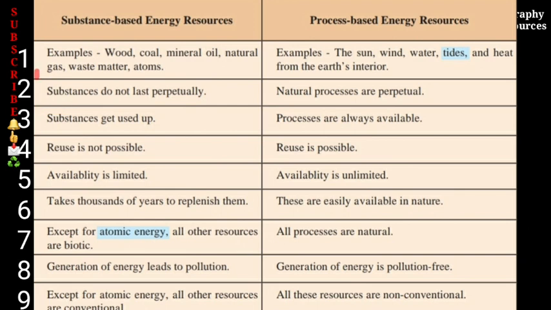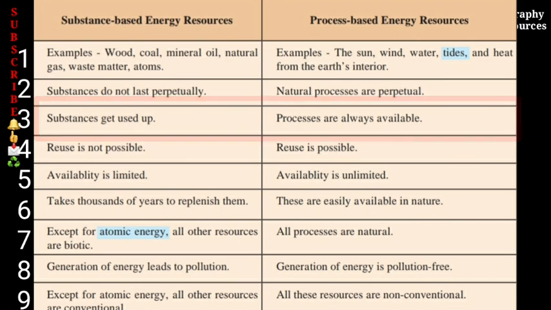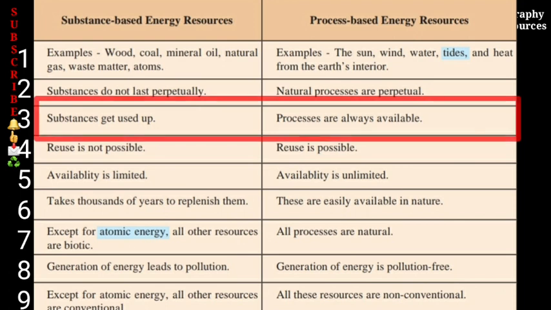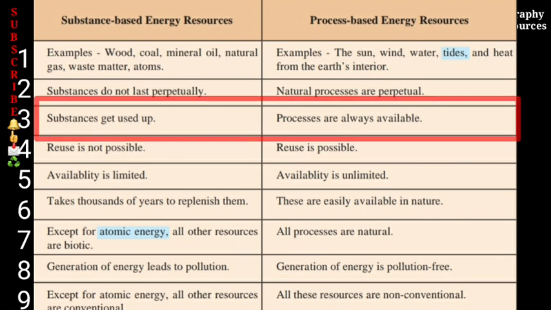Now let's learn the third characteristic, that is substances get used up. Yes, when we know that after getting used up the substances, we could not use it again, we could not generate it again. So substances get used up once. Okay, but processes are always available. So this is the characteristic of process based energy, that is processes are always available in the nature, we can use it again and again.